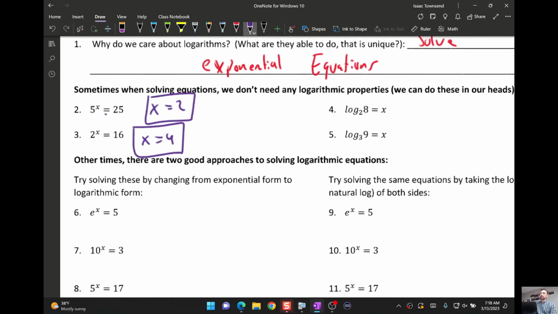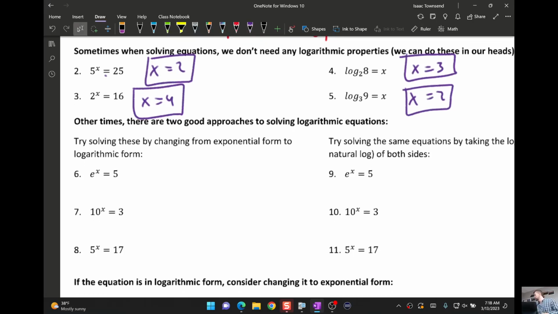Even if it's a logarithm, as long as you know how to read it, this is saying 2 to what power gives you 8, and 3 to what power gives you 9. If that's something that we can do in our head, then obviously we don't want to overcomplicate it. We have a few of those in the book assignment. So that's usually the first thing I check for.